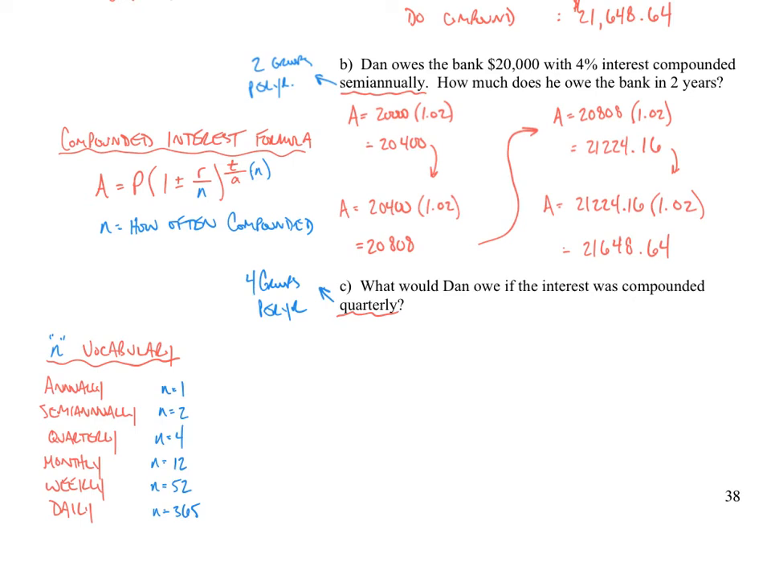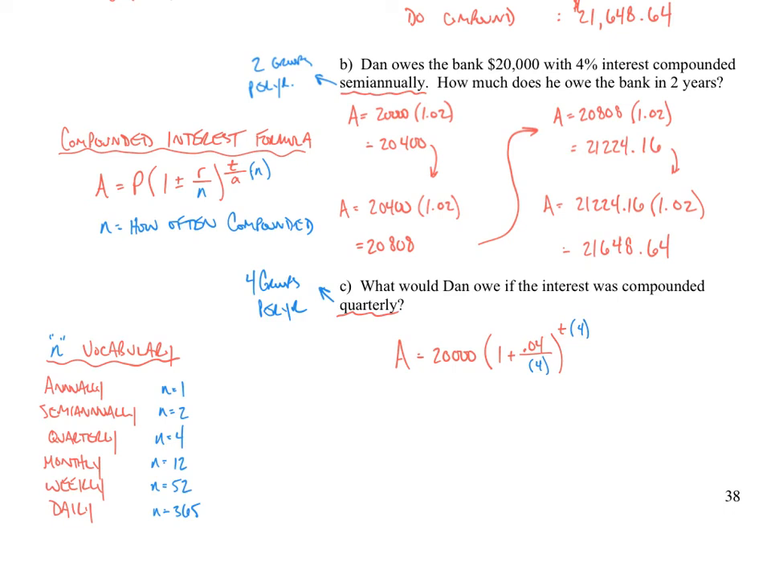So let's use our formula to figure out what Dan will owe if the interest rate is compounded quarterly. We're going to use the same formula that we've been given above here. The total amount is going to be the principal amount, and in Dan's case, the principal amount is $20,000 times 1 plus the rate, which is 0.04, divided by N. In this case, N is going to be 4, because that's how often we're compounding. To the power of. Time is not being cut into different amounts right now, so T is being multiplied by whatever N is, and in this case, N is 4.